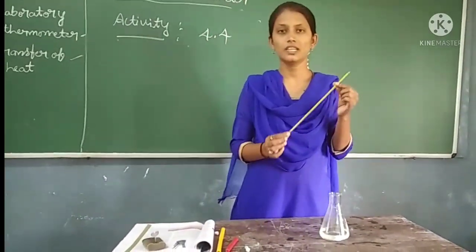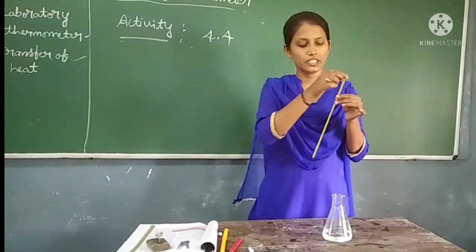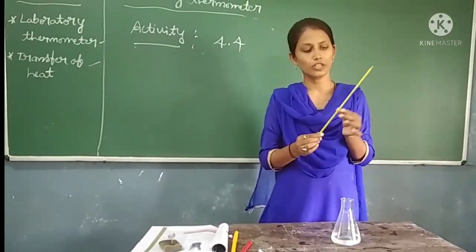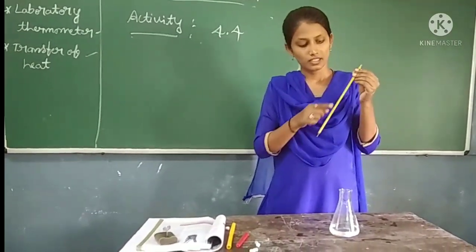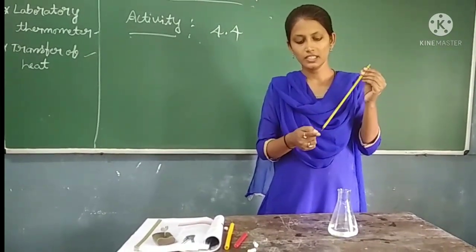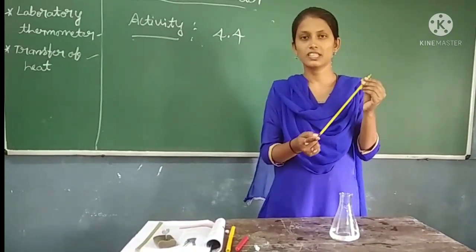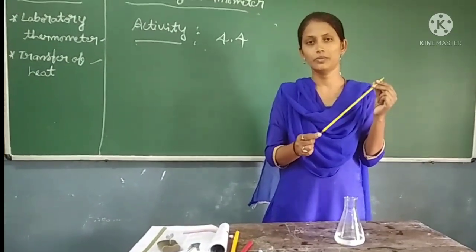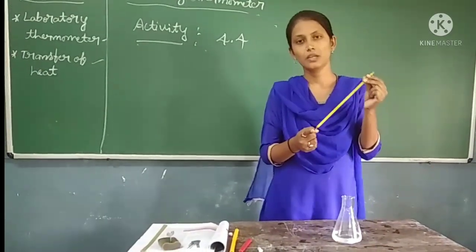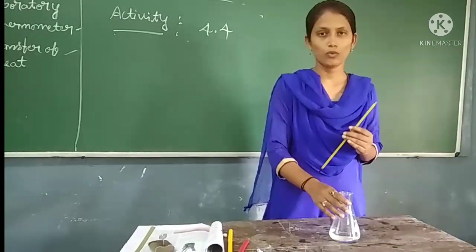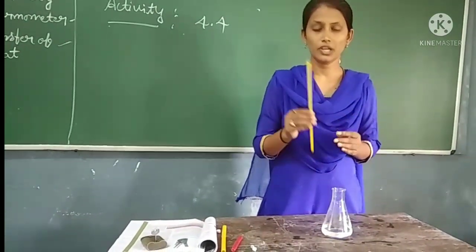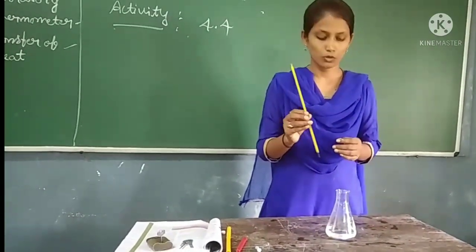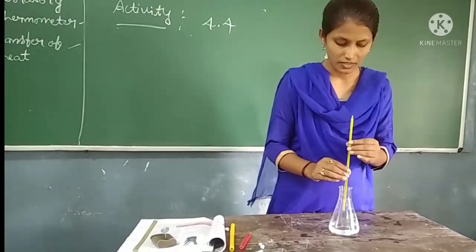Dear children, this is the laboratory thermometer, which is made from a glass tube. Inside it there is a scale, and this is the bulb. The bulb contains mercury metal. Mercury is a liquid metal present in this bulb. Take some tap water in a flask. Later, keep the laboratory thermometer in the flask.